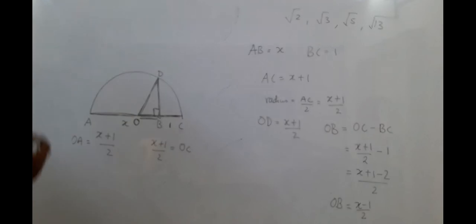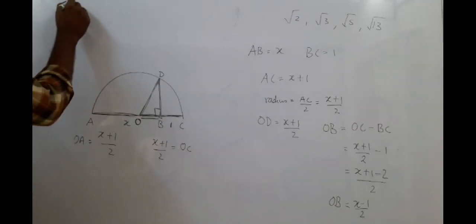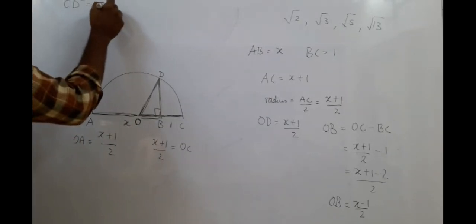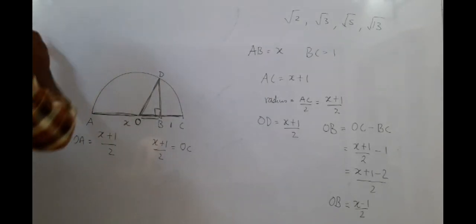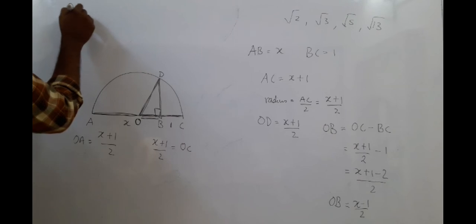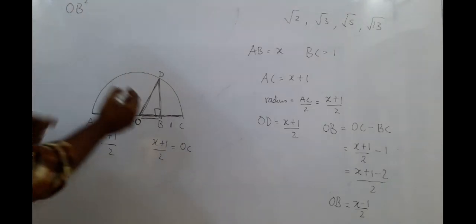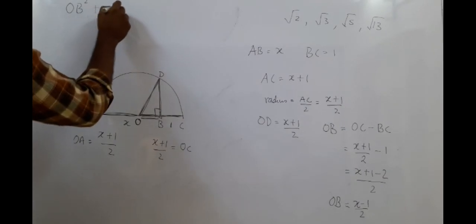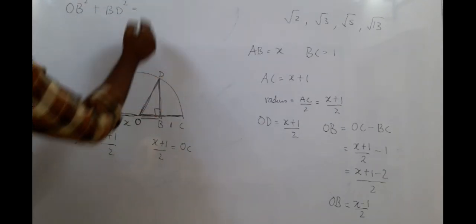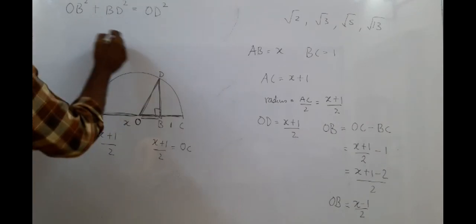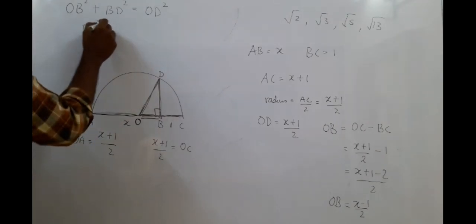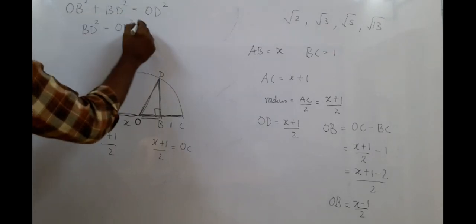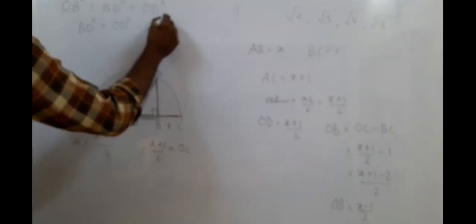What is the Pythagoras theorem of a right angle triangle? OD square, the hypotenuse square, is OB square plus BD square. Let me write the other way: OB square plus BD square equals OD square. So what is BD square equal to? BD square equals OD square minus OB square.